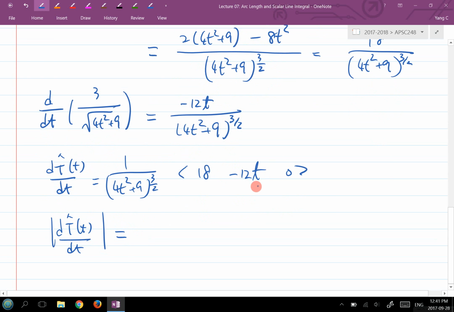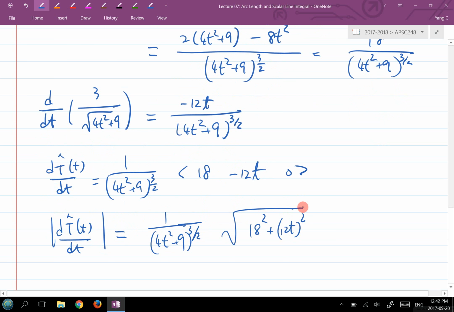So the length of the vector, if you do the calculation at here, you're going to get basically, this is a common term. So when you calculate the length of a vector with a common term, it actually won't change. It still stays as it is. So that's basically 4t squared plus 9, 3 over 2 still going to be here. Okay. It's because it's common. And then essentially 18 squared plus 12t squared under the square root.